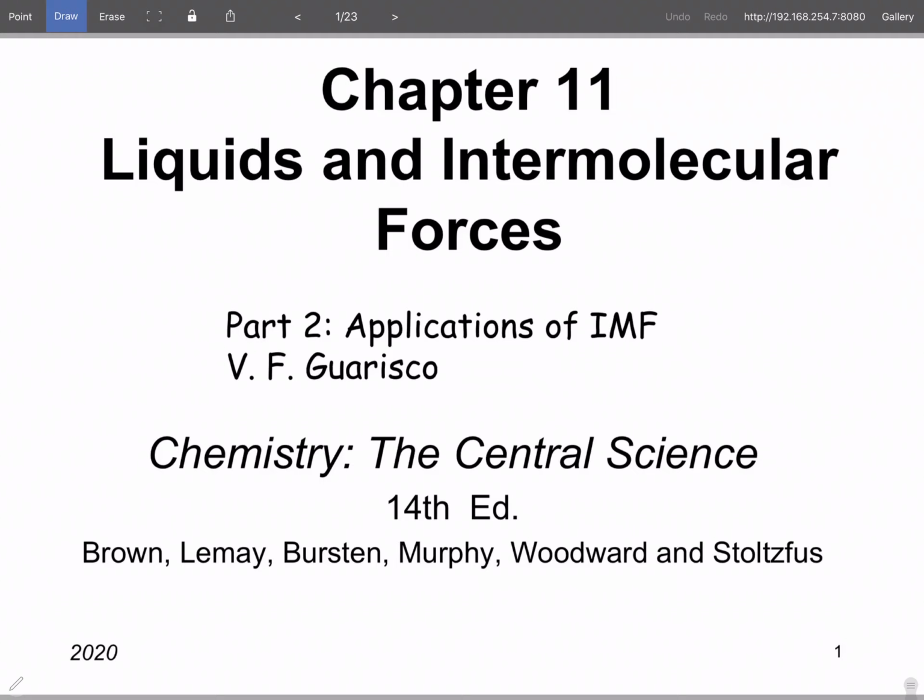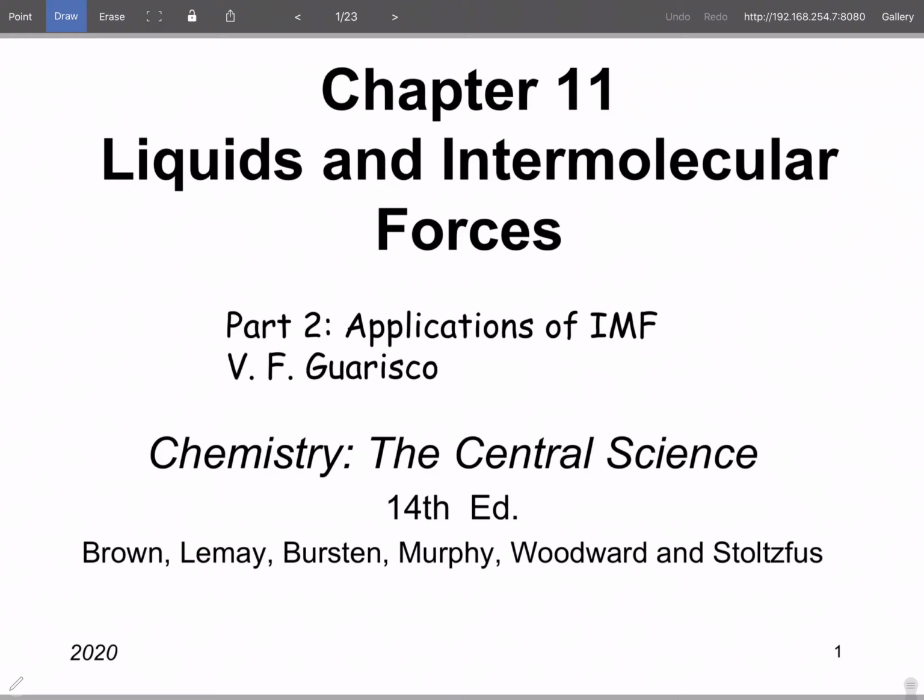You'll be happy to know that after this chapter, I figured out how to break this up into more parts. In the first part of chapter 11, we talked about liquids and how to identify intermolecular forces. Well, in this part of the chapter, it's a little more definitional, and we spend more time looking at things that are affected by intermolecular forces and definitional stuff.